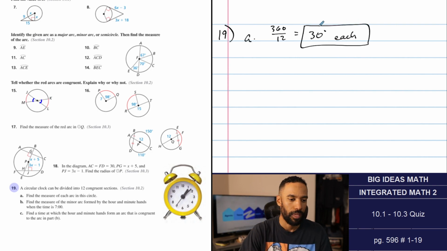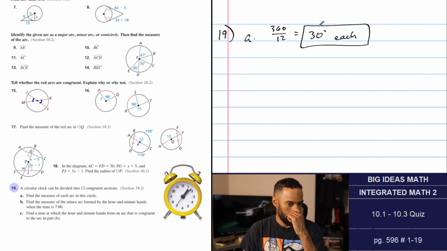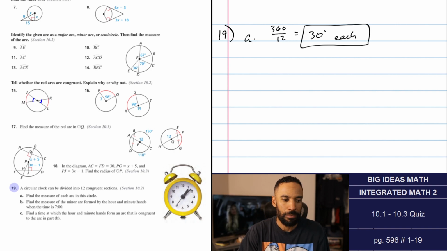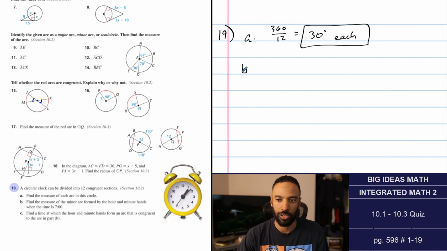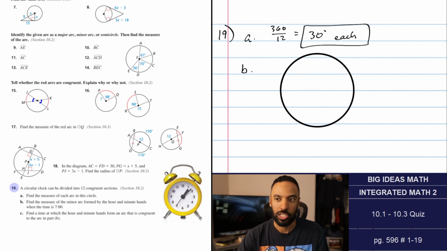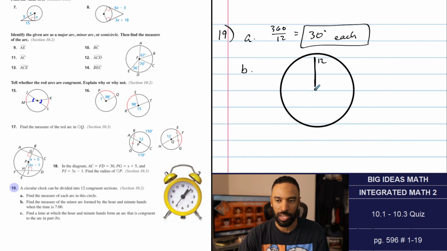That's part A. Part B, find the measure of the minor arc formed by the hour and minute hands when the time is 7 o'clock. The important thing about 7 o'clock, or the top of an hour, is that the minute hand is on the 12. The minute hand is on the 12, the hour hand's on the 7. Now the 7 would be about right here.